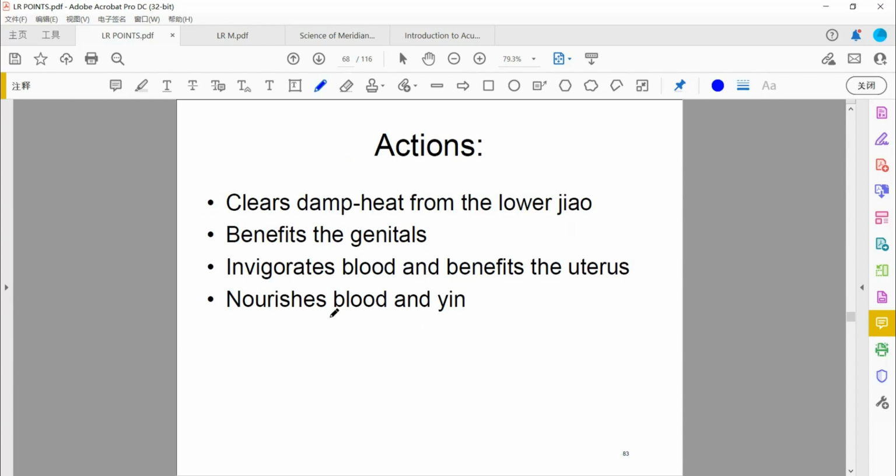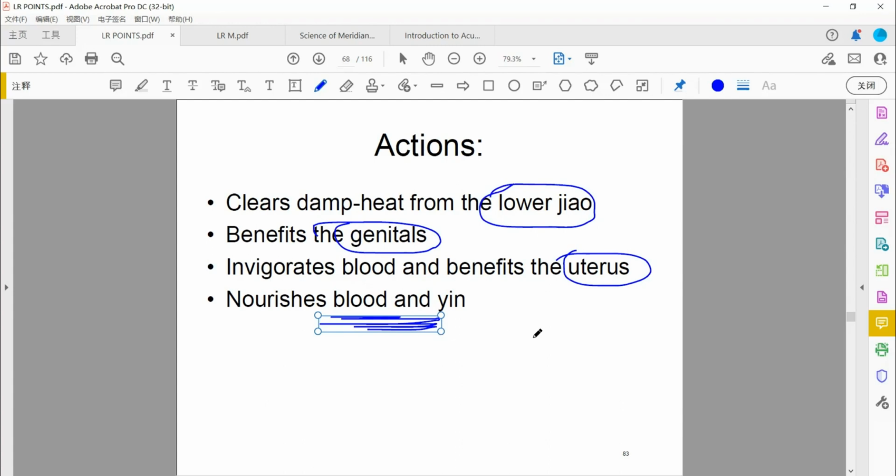So it can nourish blood and yin. Nourish what blood? Liver blood, liver yin. Invigorate blood and benefit the uterus, the lower jiao, right? Genitals, lower jiao. So still many points on the liver meridian will be good for the lower jiao, genitals, uterus, menstruation.